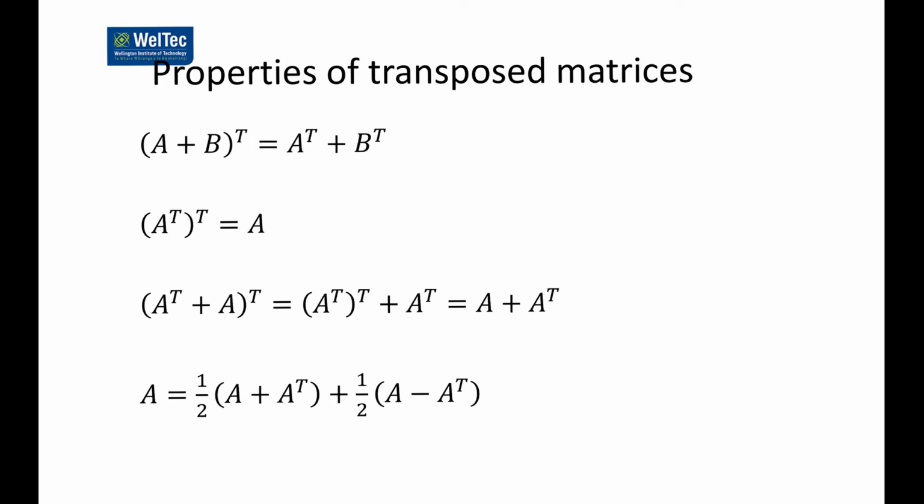Quite a few of the slides as we go through will just be lists of rules, but you do need to know them. The transpose of a sum is equal to the sum of the transposes. The transpose of a transpose is what you started with. The sum of the matrix and its transpose is going to give you ultimately the original plus the transpose, and you can jiggle around with making A equal to half the matrix plus its transpose plus half times the matrix minus its transpose, and that's just an algebraic thing if you expand your brackets.